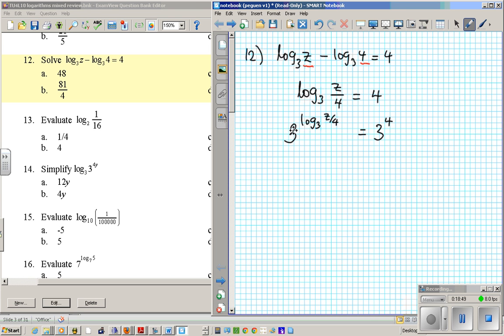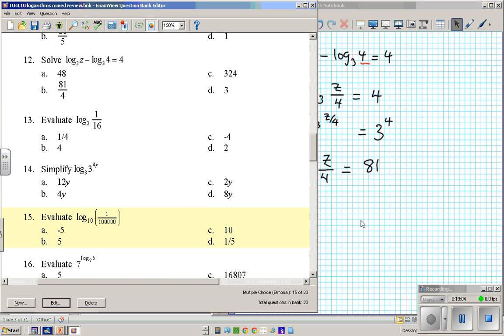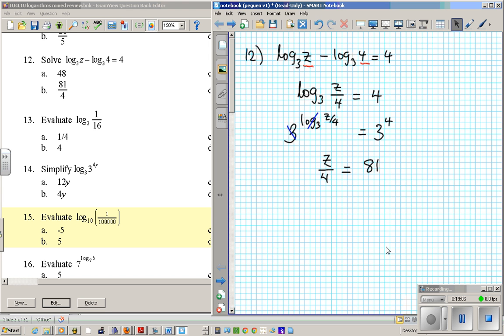On the left side, the 3 and the log cancel out, so you have z over 4 equals, what is 3 to the 4th power? It's 9 times 9, which is 81. Then to finish this off, we just multiply both sides by 4, or you can cross multiply, whatever makes you happy. We get z equals 81 times 4, which is 324. So our answer for this one is C.